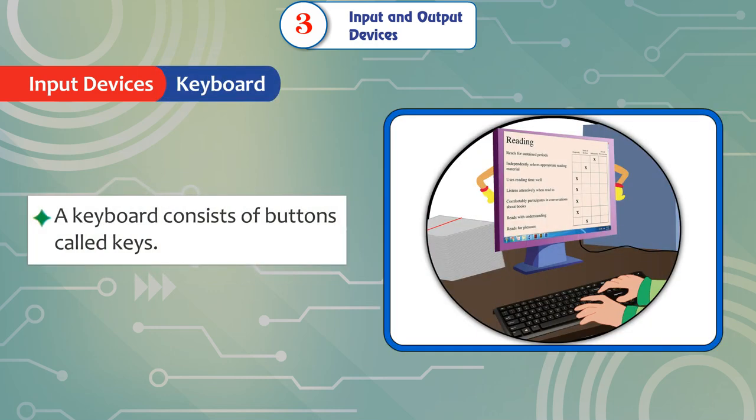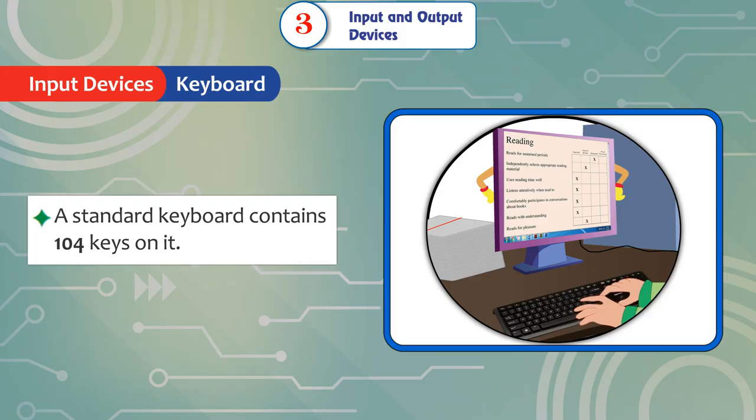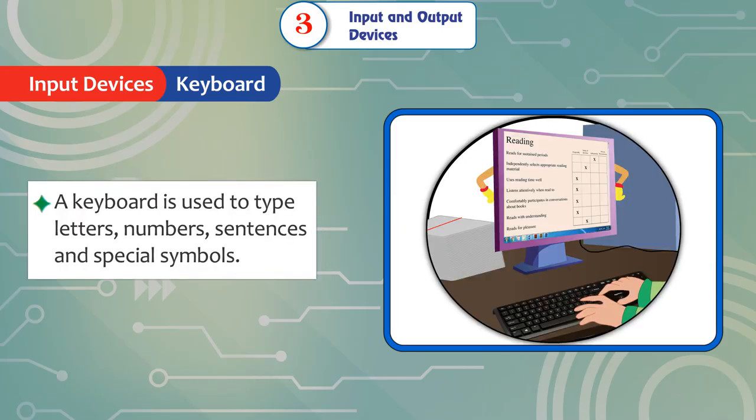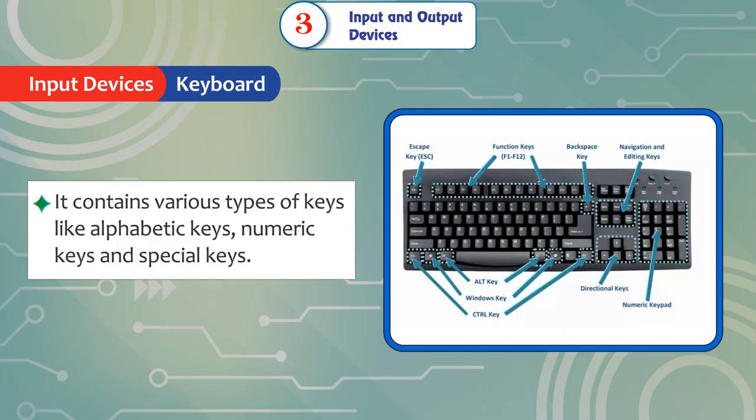Keyboard. A keyboard consists of buttons called keys. A standard keyboard contains 104 keys on it. It comes in various shapes and sizes. A keyboard is used to type letters, numbers, sentences, and special symbols. It contains various types of keys like alphabetic keys, numeric keys, and special keys.